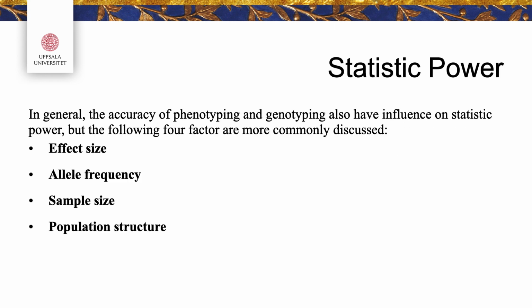Many factors have effects on statistic power and resolution, including accuracy in phenotyping and genotyping. You already have many ways from the last courses to estimate the genotyping quality. But the following major issues are commonly discussed. They are effect size, allele frequency, sample size, and population structure.